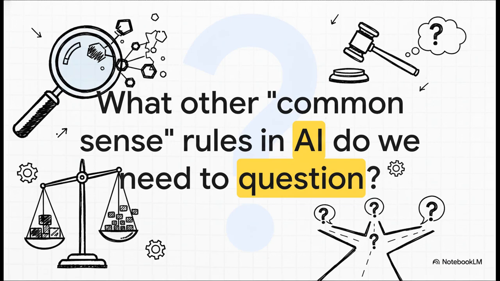This whole investigation leaves us with a pretty provocative final thought. If a technique this widely used, this accepted, and this intuitively correct can be fundamentally flawed, it makes you wonder, what other foundational assumptions in AI are we taking for granted? What else do we need to put on trial?